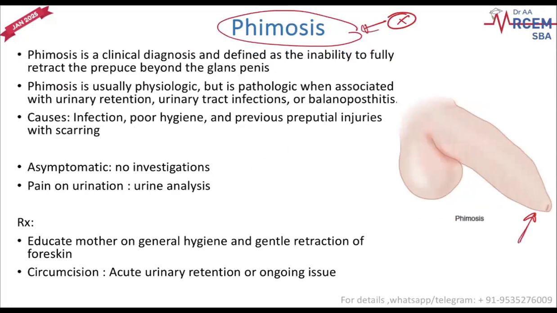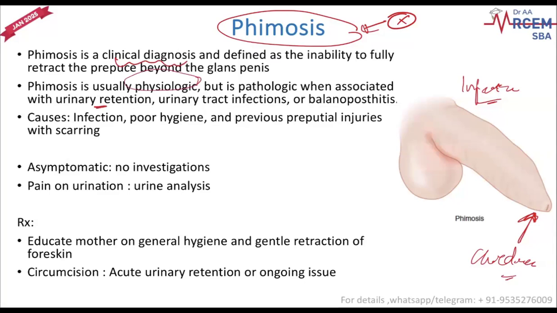Commonly seen in children, the inability to retract might be physiological. Over time, they'll be able to retract it. What is the most common cause here? It is infection. Poor personal hygiene results in this failure of retraction, which the patient will usually present with. So it is a clinical diagnosis. You need not get any investigations done because you can visualize it and make a diagnosis. As I told you, most of the time it is physiological.